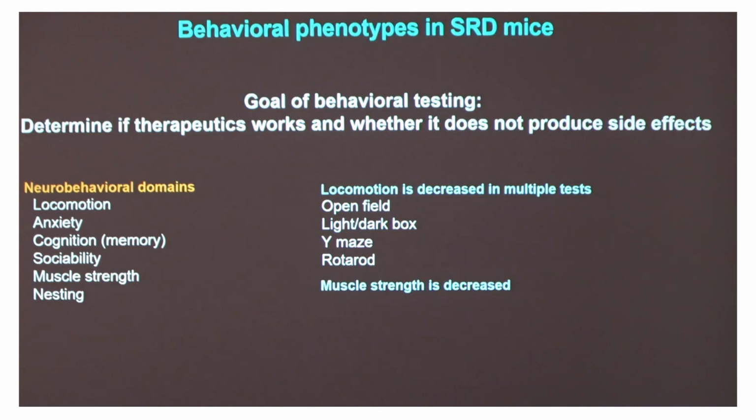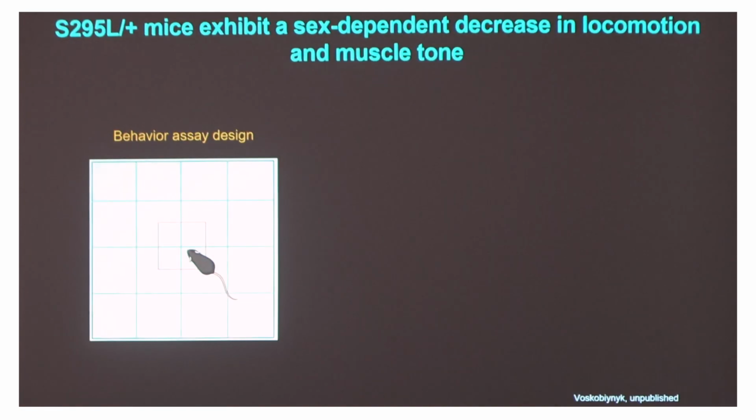We checked multiple neurobehavioral domains: locomotion, anxiety, cognition and memory, sociability, muscle strength, and nesting. And what we see is that locomotion is decreased in multiple tests, including open field, light dark box, Y maze, and rotarod, and the muscle strength is also decreased on the grip strength. And I'm going to show you a couple of examples of those.